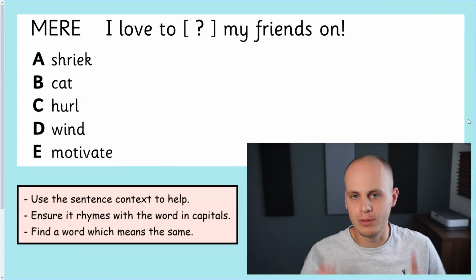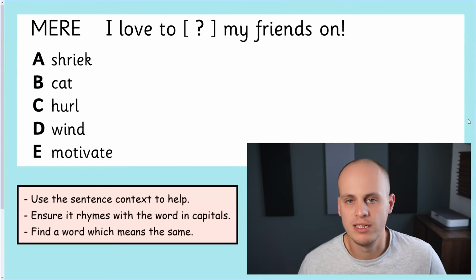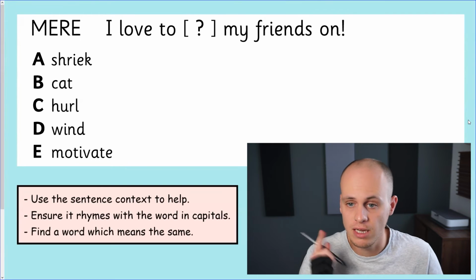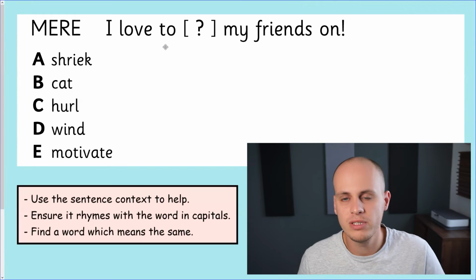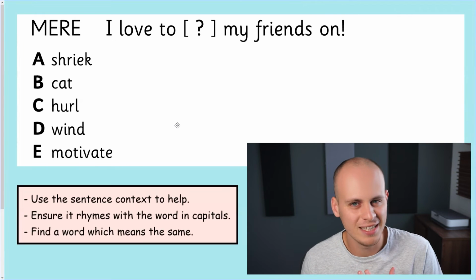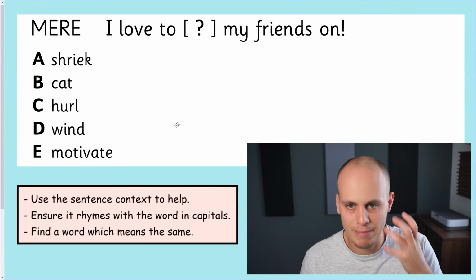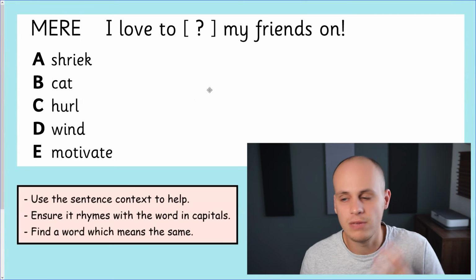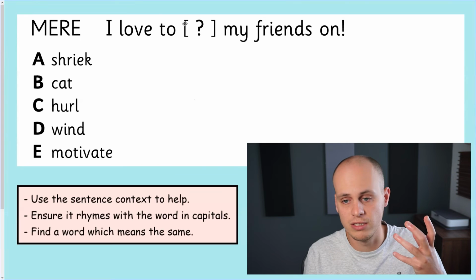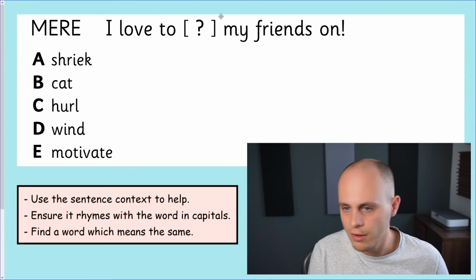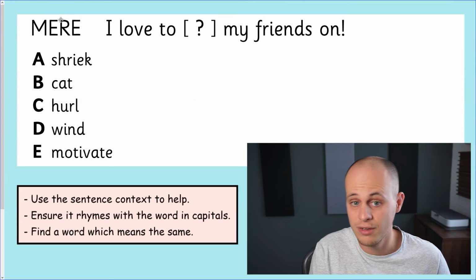Right, second example. Now we know what to do. Hopefully we can combine some of these skills. So straight to the sentence. I love to my friends on. And that missing word has got to rhyme with mere. I love to mere my friends on. Sometimes even saying the word can spark that rhyming meaning coming out. I love to my friends on. I think this word is going to be cheer. I love to cheer my friends on, which rhymes with mere. I can't think of anything else that makes sense here that rhymes with mere.